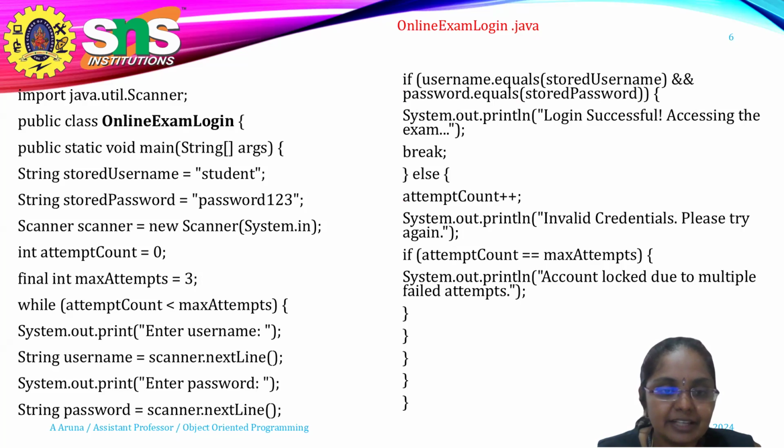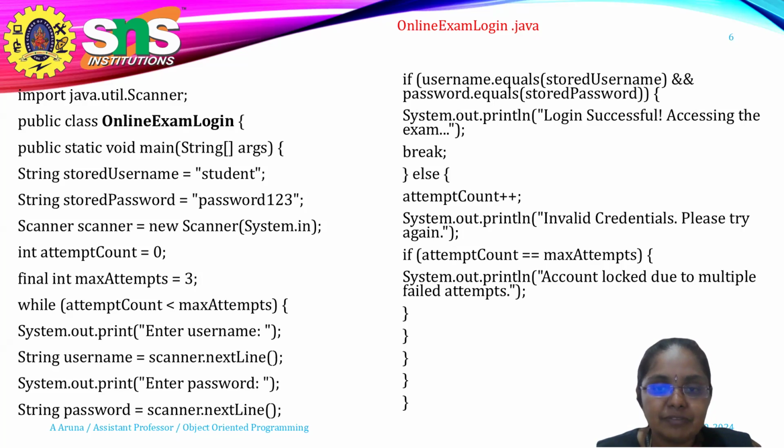Why am I giving it like this? If it reaches the maximum attempt, definitely it will be a failure. While the attempt count is less than the maximum attempt, 3, if it is less than 3, it will enter the loop and get the name and password. So this will continue until it reaches the maximum level. If my username is equal to whatever is given in my store, and the password is also equal, in this case it will execute the statement: login successfully, accessing the examination. Otherwise, your count will be incremented and it will display invalid credential.